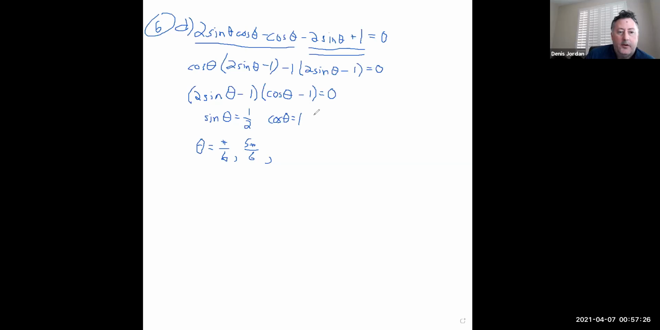Okay. And where does cosine equal 1? And keep in mind, we're solving on the interval from 0 up to, but not including 2 pi. Just 0. So just the 0. It does equal 1 at 2 pi, but that's not part of your interval, so you just leave it out. And there you go. Very good.